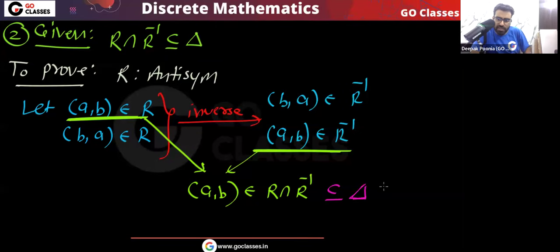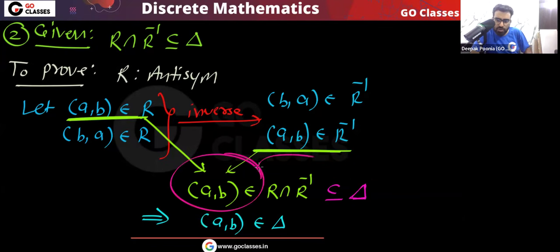Okay, this is a subset of the identity relation. What does it mean? It means that this pair (a, b) belongs to the identity relation. Yes or no? Because R intersection R inverse is a subset of the identity relation, I can say that (a, b) actually belongs to the identity relation.